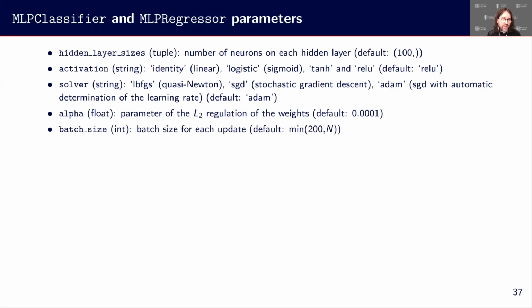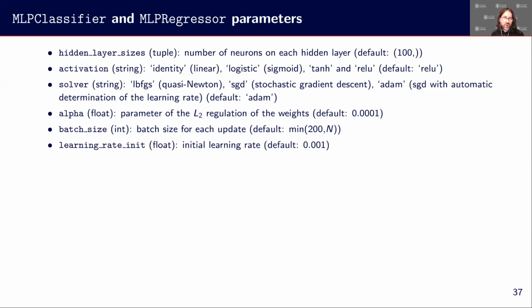We also have a batch size, so the training is done through many batches. Usually it is the minimum between 200 and N. So basically, if you have a really small data set, we will use the full data set. But once the training set is over 200 samples, we will use many batches of 200 samples by default.